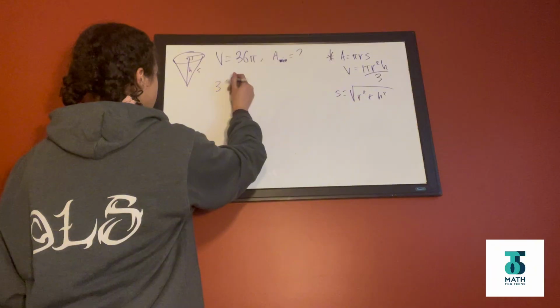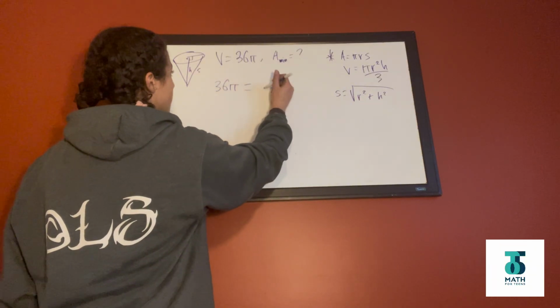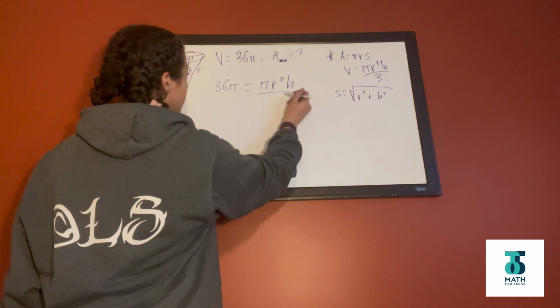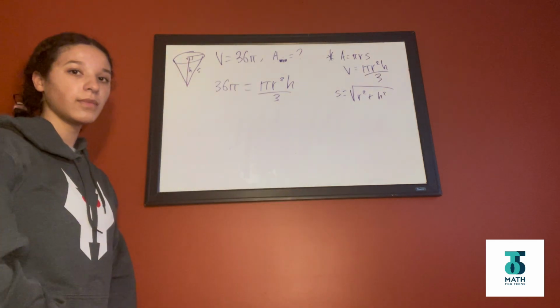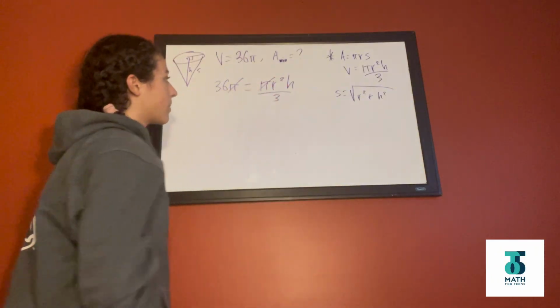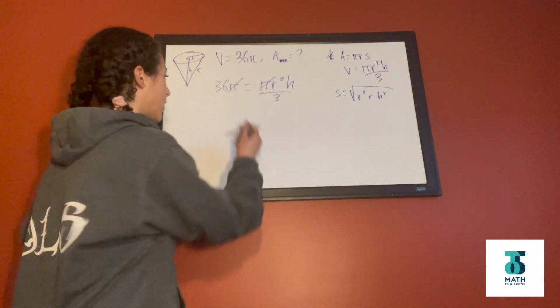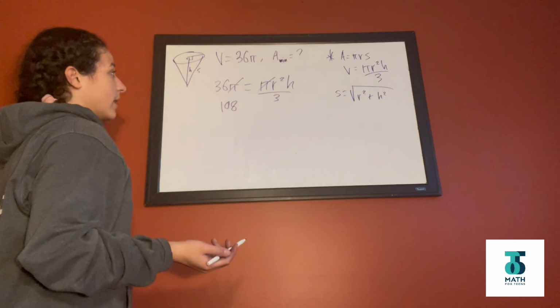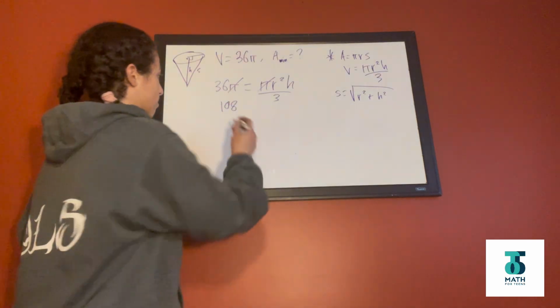So I have 36 pi is equal to pi r squared times h over 3. And of course I can just divide both sides by pi and multiply this side by 3, which gives me 108.